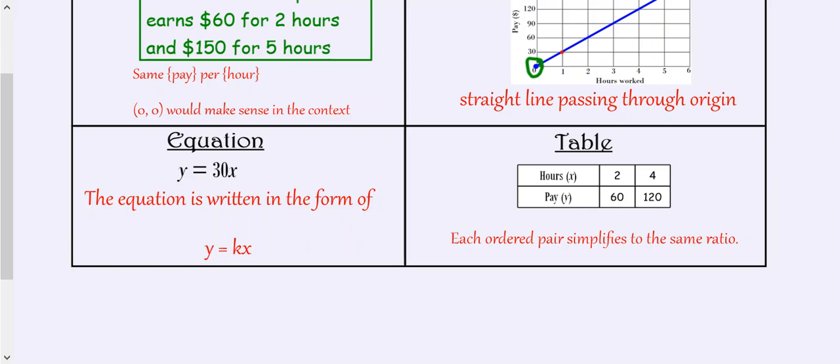If we have a table, we know we have a proportional relationship when each ordered pair can be simplified to the same ratio. So if we divide the pay by the hours worked, both 2 hours to $60 and 4 hours to $120, we get paid $30 per hour. So each ordered pair simplifies to the same ratio.